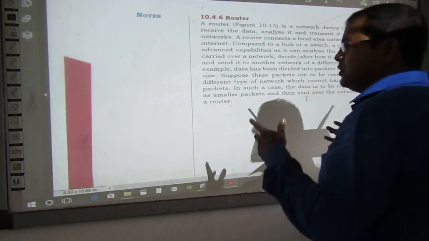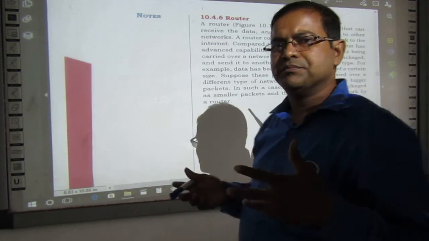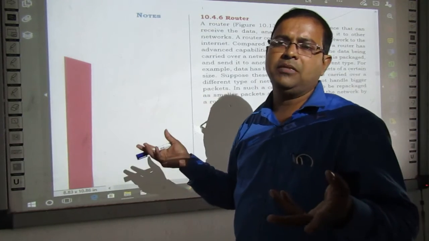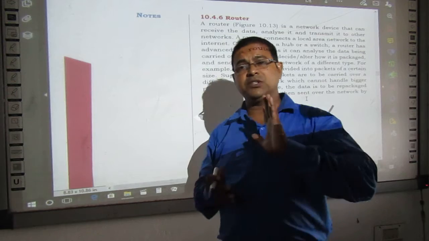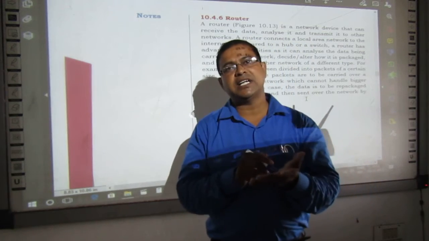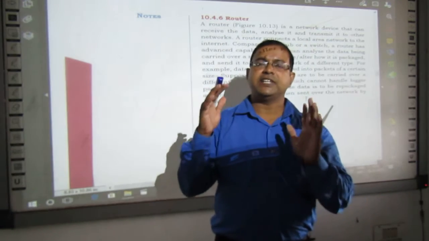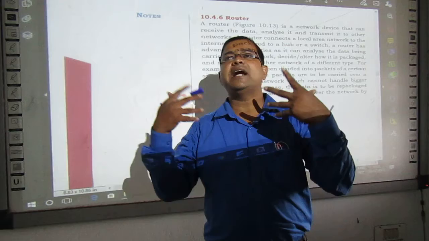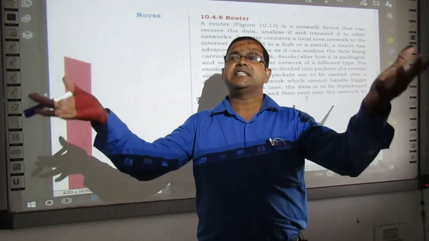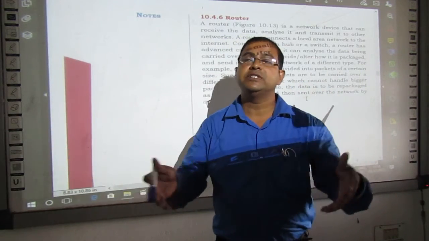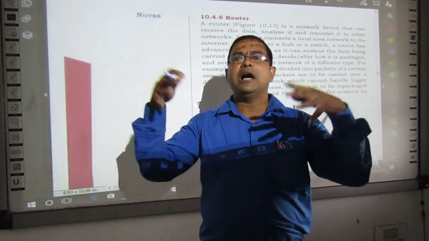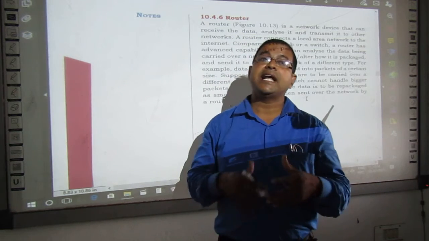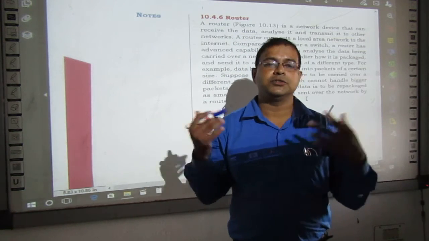Nowadays a router also acts like a modem or switch. It means the router has some facilities. It can analyze the data. It can check the data which is sent from our LAN to the outside, and also what we receive. It also analyzes the data coming from the outside world to our LAN, and it can act like a modem and hub also.